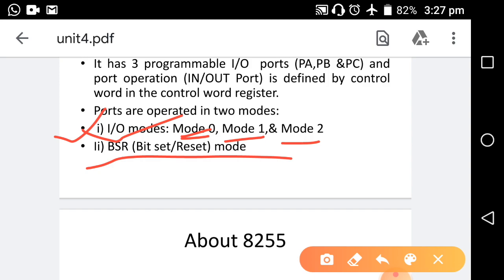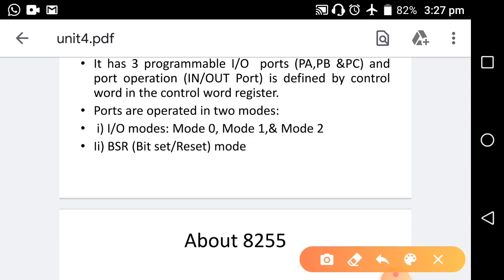If port A is assumed as an input port and port B and port C work as the output port, then we can program the control register to make port A the input port and port B and port C the output port with the help of the control word register, which will be discussed later.